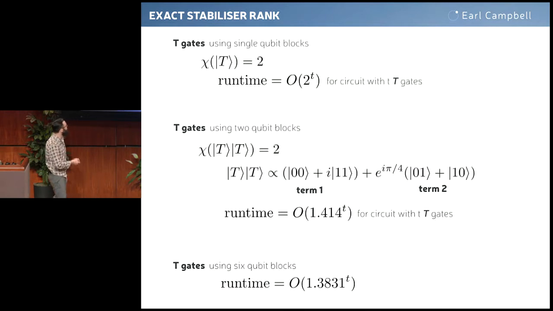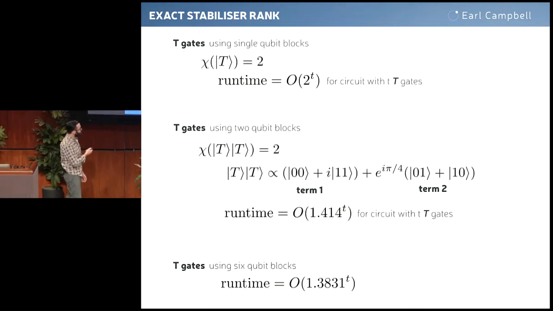But for two states, it's still two, which is really surprising. So there are two entangled states that you can use to write the state in terms of. And this gives you a lower overhead, but you can go even further and find a decomposition in terms of six qubits, and that gives you an even lower overhead yet.